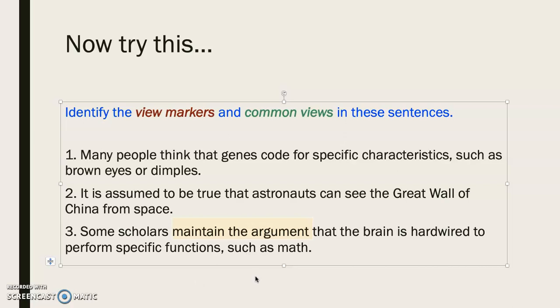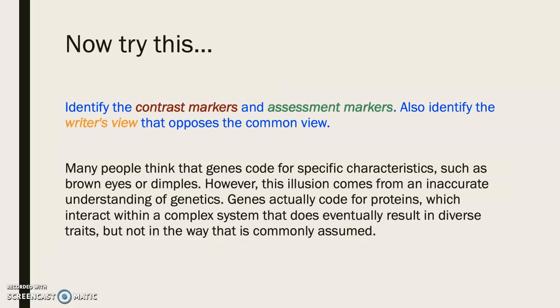And what is the argument that they maintain? They maintain the argument that the brain is hardwired to perform specific functions, such as math. That is the common view. Now we're going to read a short paragraph, and we're going to identify the contrast markers, the assessment markers, and we're also going to identify the writer's view. The writer's view is going to oppose the common view.